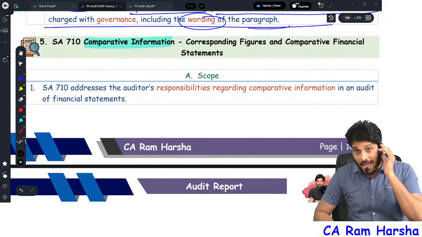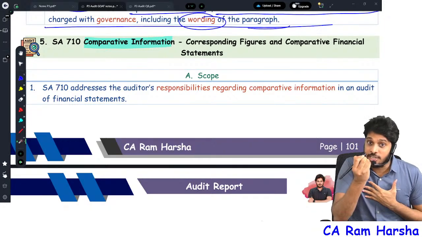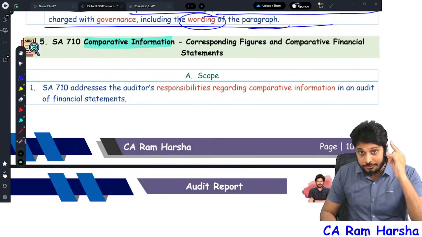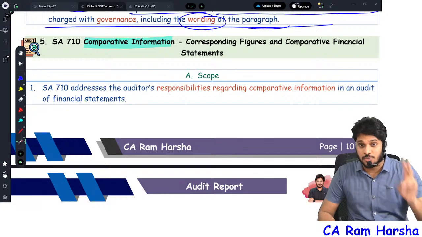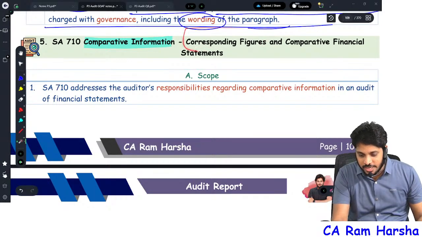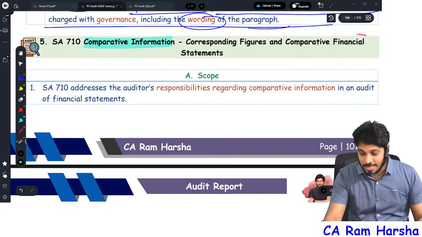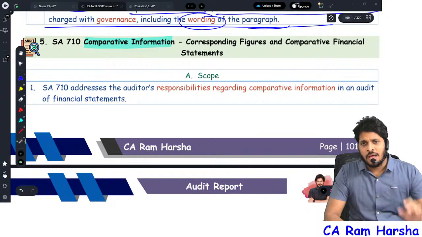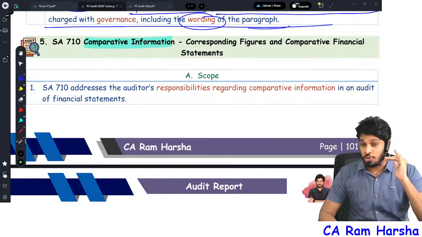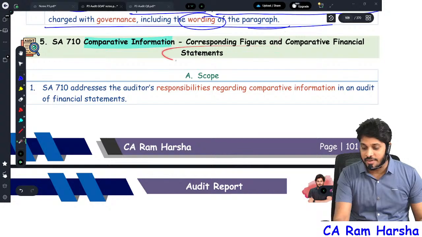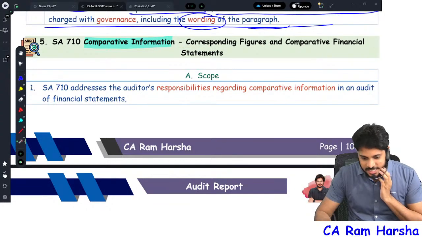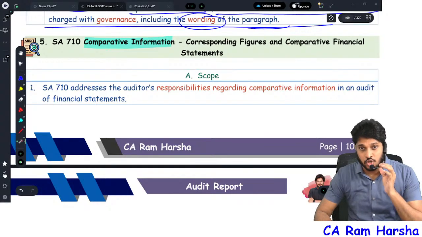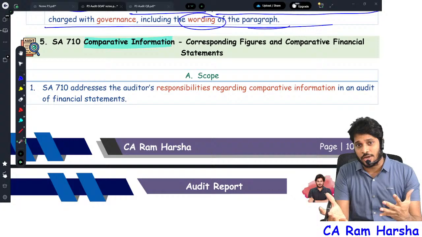That is called comparative information. From the auditor's point of view, this comparative information is broadly classified into 2 types. One type is corresponding figures. Another type is comparative financial statements. Mark my word, guys, 99% of CA Final students are not aware of what exactly comparative financial statements are. They only understand corresponding figures, and once they read the comparative financial statements topic, they miss the connection.